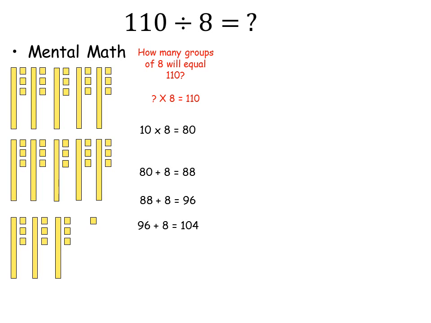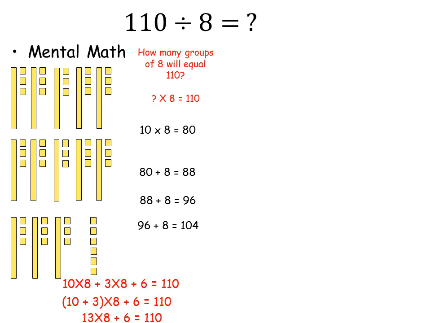So I got to 104. If I added another group of 8, that would take me over. So let me say 105, 106, 107, 108, 109, 110. So 10 groups of 8 plus 3 more groups of 8 plus 6 will give me 110. If I was to use my distributive property, I know that that would be 13 groups of 8 plus 6 equals 110. And students can use this as a strategy for division. Their answer will be 13 with a remainder of 6.